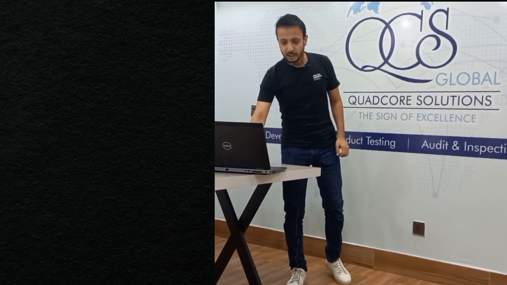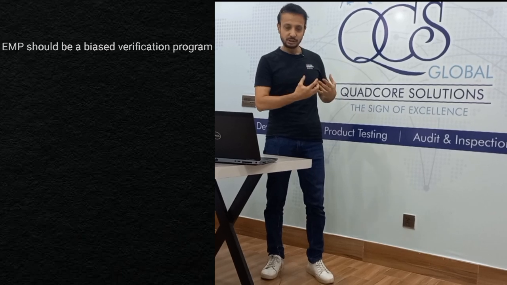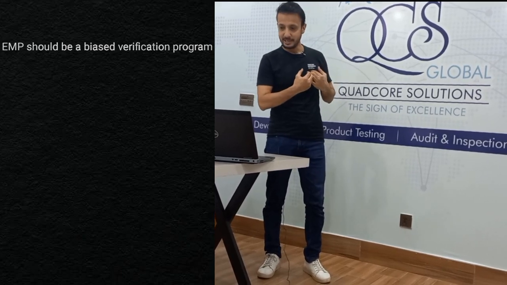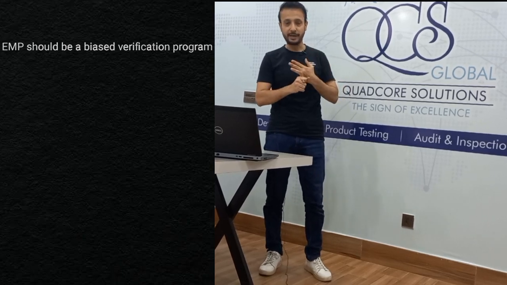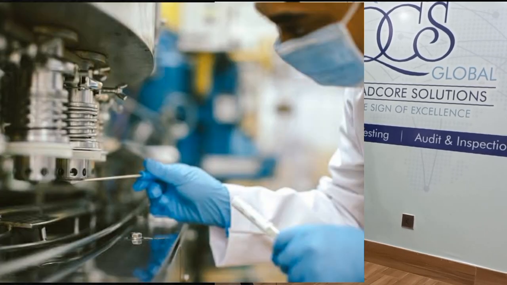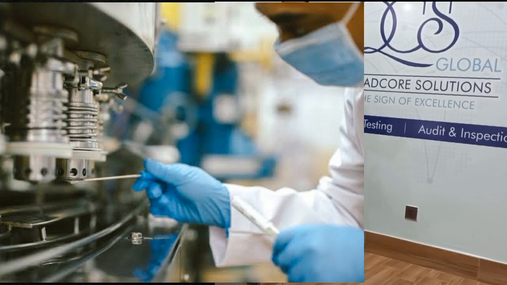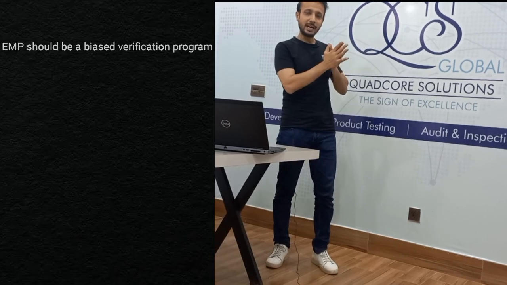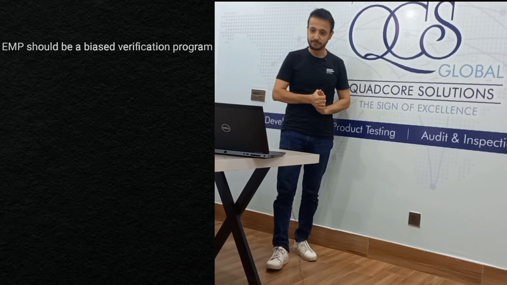Last point, EMP should be a biased sampling program that tries to find out the problems, the hazards, and ultimately take proper corrections and corrective action. The goal is to determine whether any pathogens or spoilage bacteria are present in the environment or not. And then on the basis of that program, those results, we need to take actions and corrective actions.